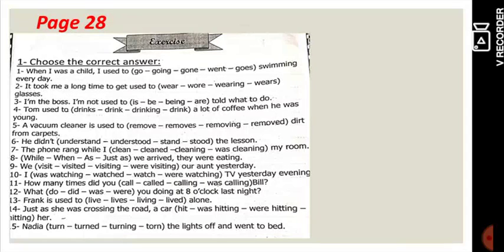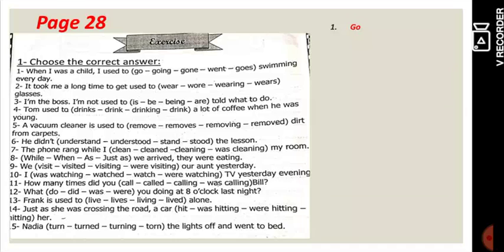Okay, next exercise, page 28. Choose the correct answer. When I was a child, I used to ___ swimming every day. When I was a child, I used to. It's a habit in the past, and we have used to, and after used to, we put the infinitive. So the answer will be go.